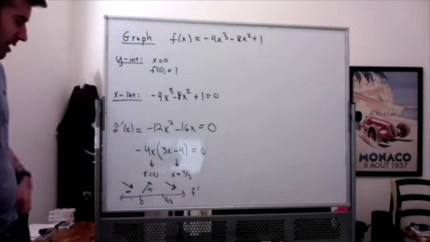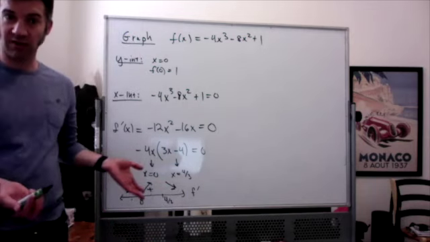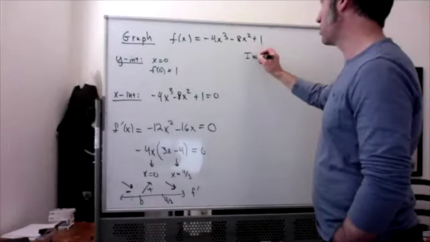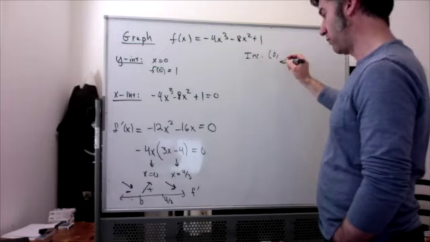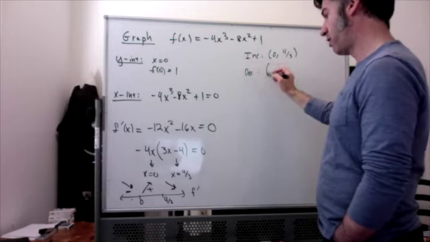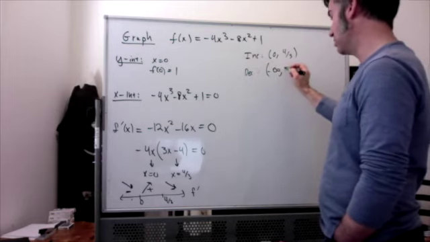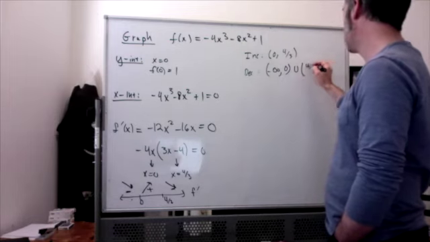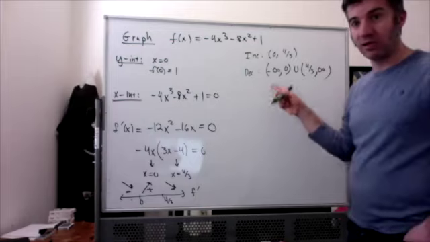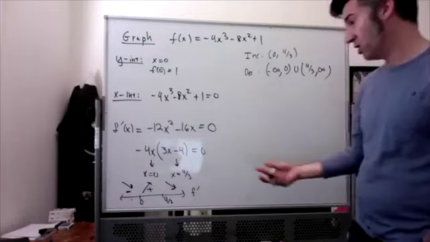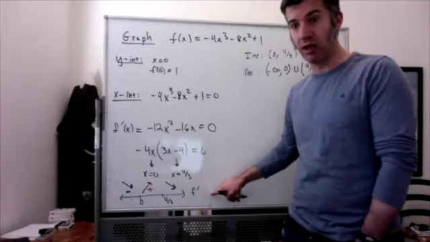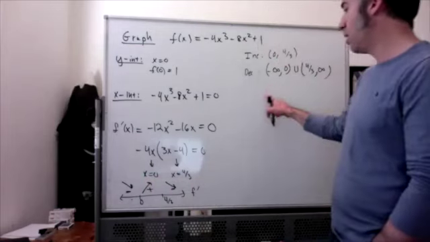I will say, I don't actually write the intervals of increasing or decreasing unless asked to. But right, so we could say that it's increasing on the interval from 0 to 4 thirds. It is decreasing on the interval from negative infinity to 0 union 4 thirds to infinity. But again, you only really need to write that out if you're specifically asked to. Usually drawing this first derivative number line is good enough for a lot of the time.